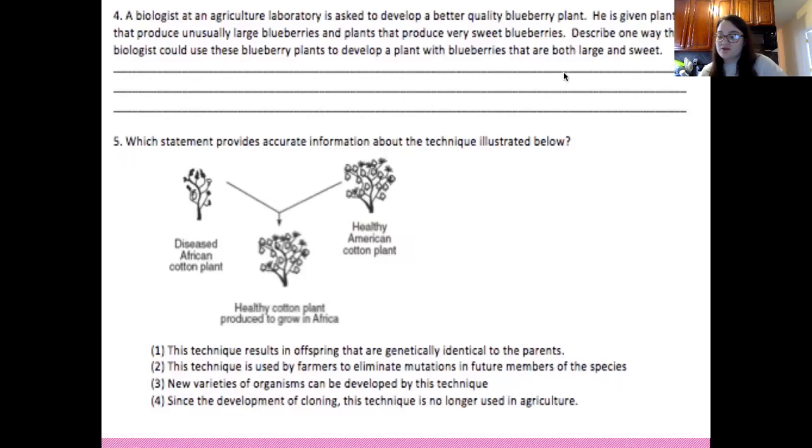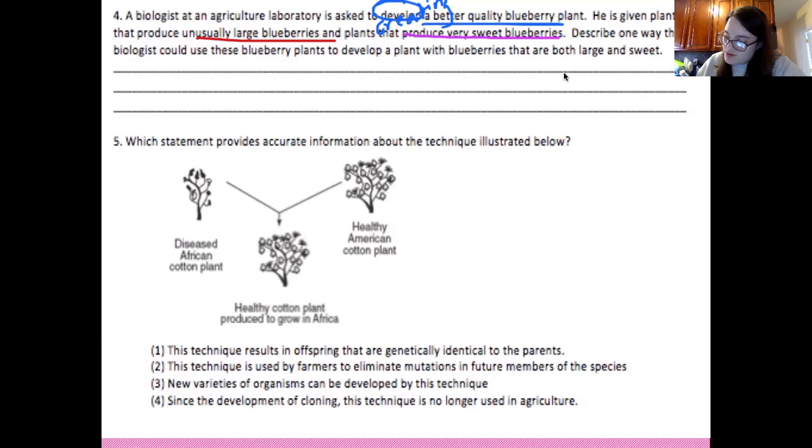All right, number 4, a biologist at an agriculture laboratory is asked to develop a better quality blueberry plant. I'm going to underline, circle the word develop because we're creating. So create. We're creating a better quality blueberry plant. He is given plants that produce unusually large blueberries. So one of them produces huge blueberries. And we've got another type of plant that produces very sweet blueberries.